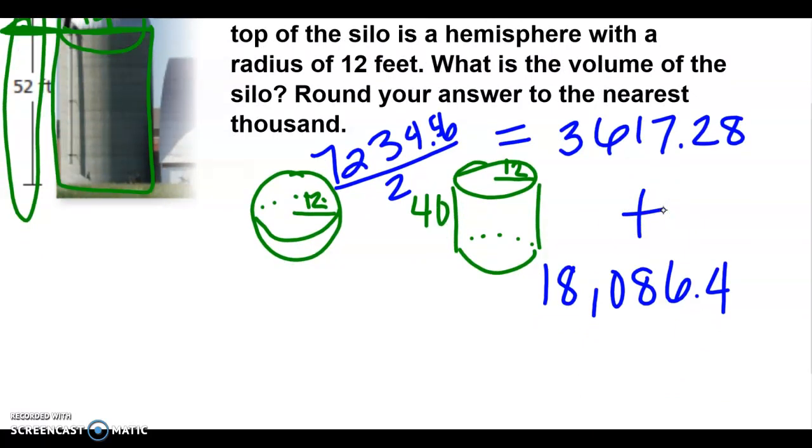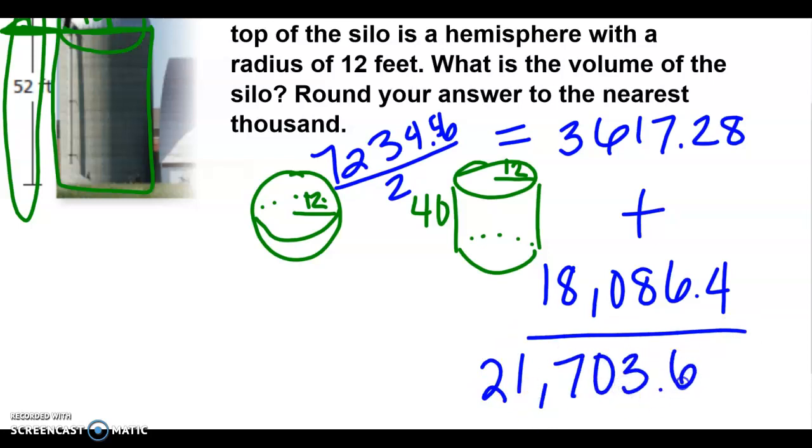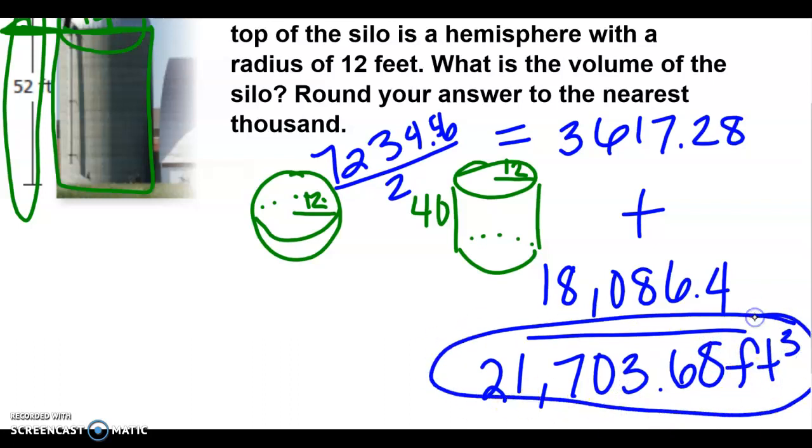So if I add that together, I should get a total of 21,703.68, and that is going to be, what's my label? Right, feet cubed. Okay, so that is my first shape.